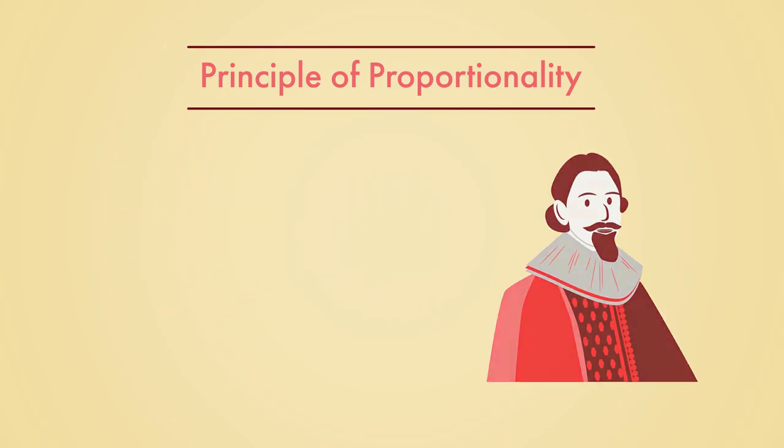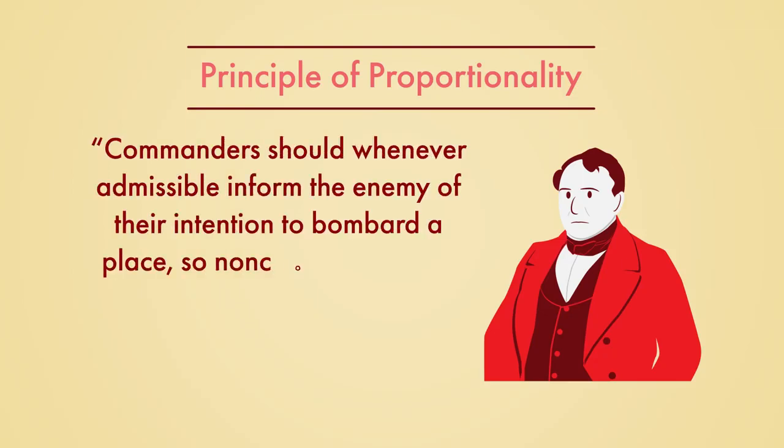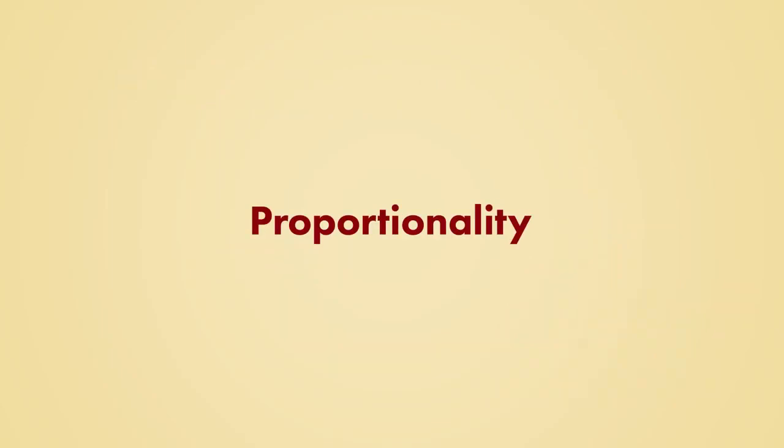In 1863, Professor Francis Lieber wrote about the importance of taking precautionary measures before attacking in his code for the Union Army during the American Civil War. "Commanders should, whenever admissible, inform the enemy of their intention to bombard a place, so non-combatants, and especially the women and children, may be removed before the bombardment commences." Proportionality continued to appear in various forms in armed conflict throughout the 19th and 20th century.